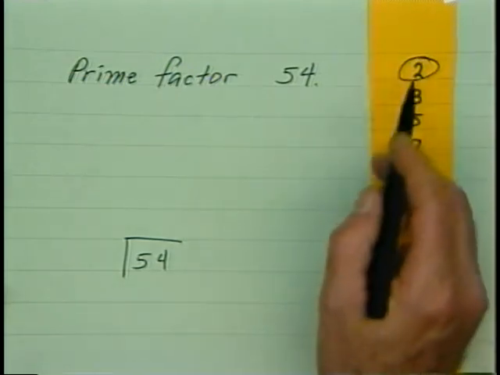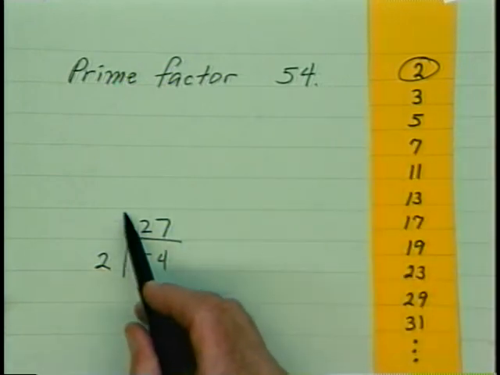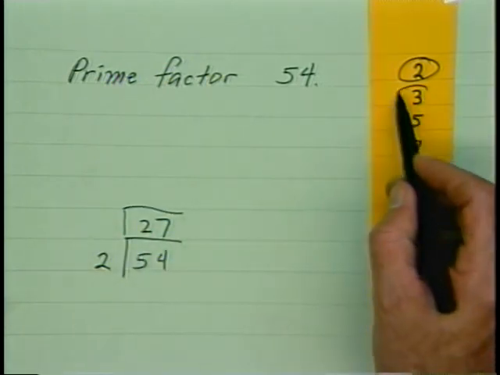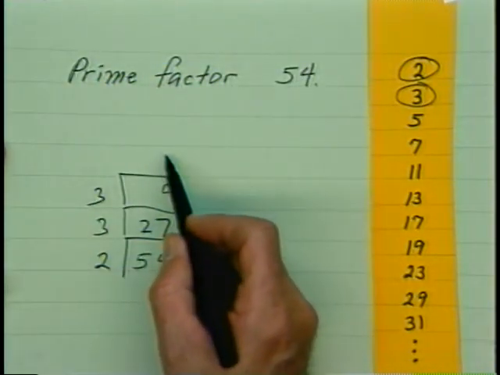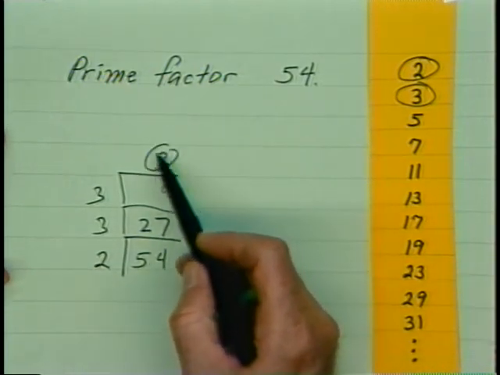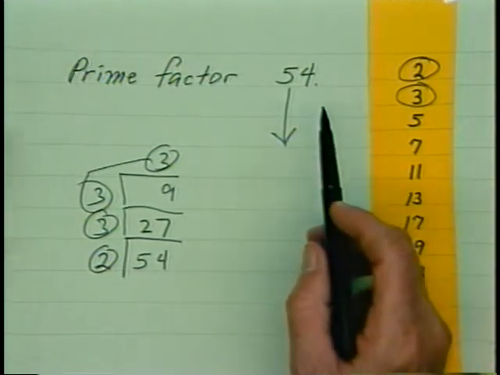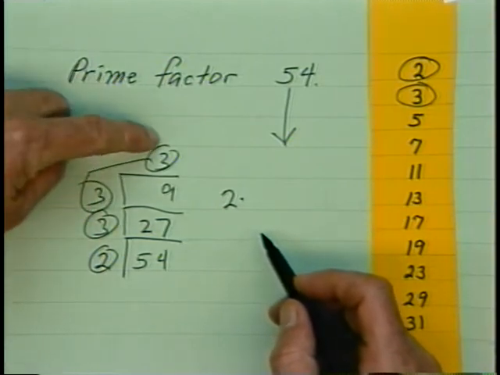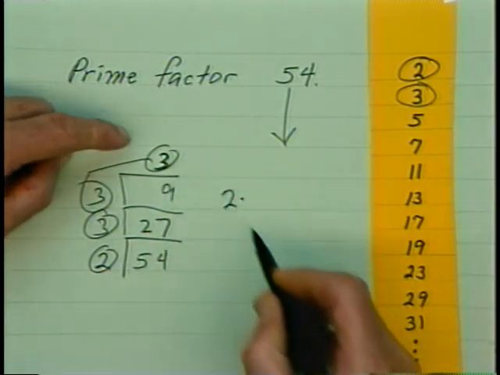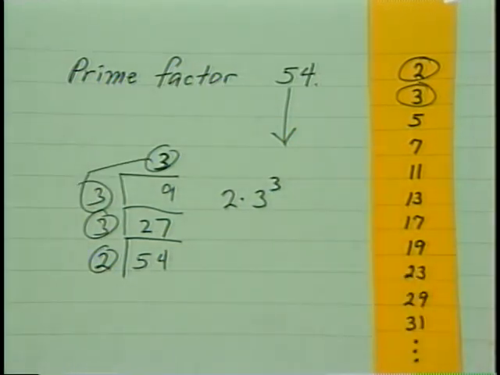So we can see that the first one, 2, will divide, but it won't anymore. But in this case, we see the second one will, and it will again, until finally I get a prime quotient. So my prime factorization of 54 is 2 times 3 times 3 times 3. But rather than saying 3 times 3 times 3, we can say 3 to the 3rd power. Isn't that easy?